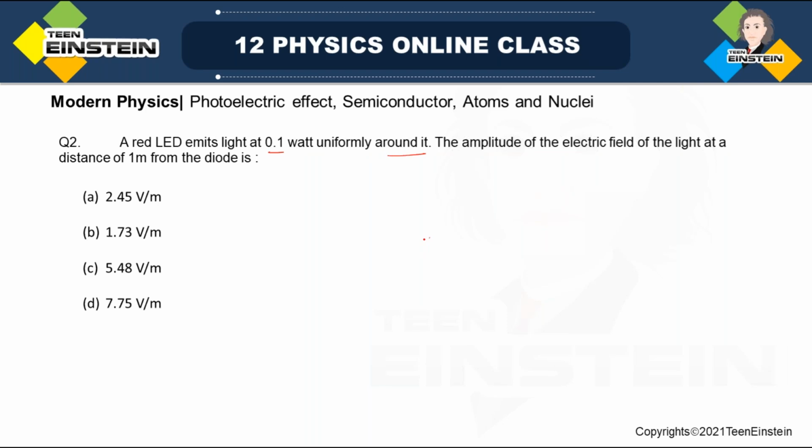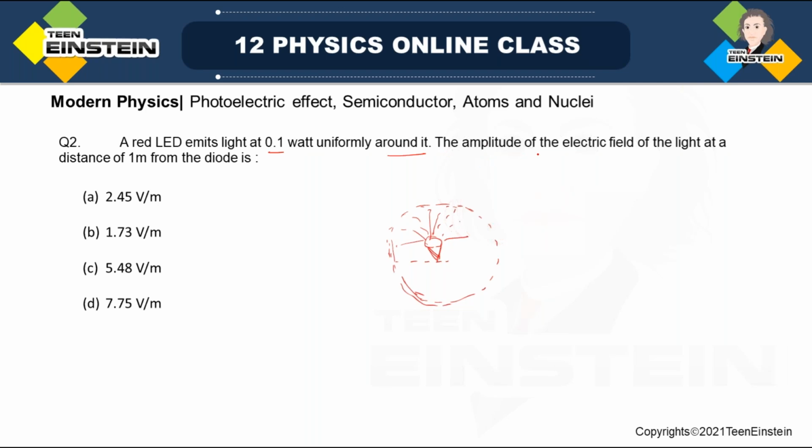So you have an LED like this, emitting light uniformly. It is kind of a point source, so the light spreads out over a sphere, like this, keeping the LED at the center.